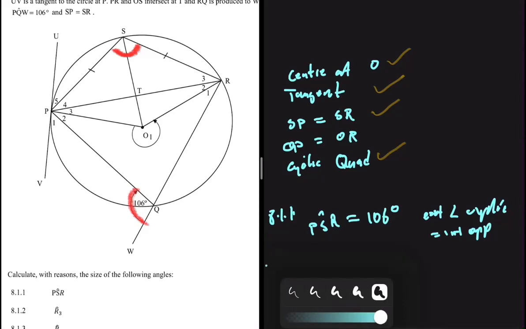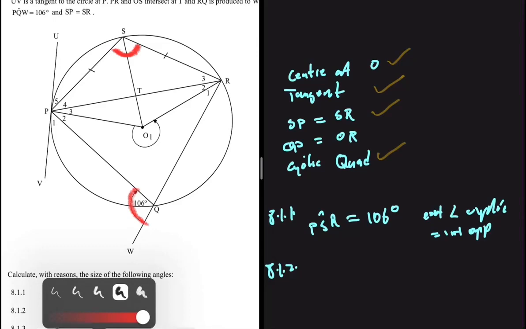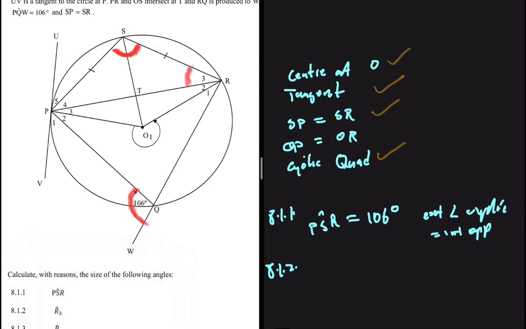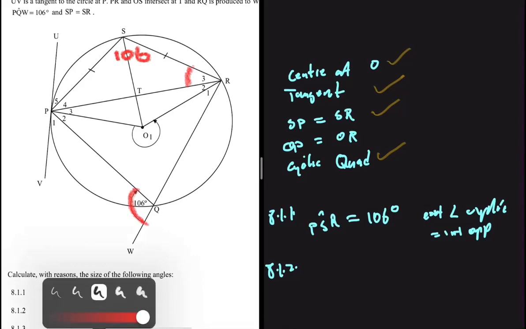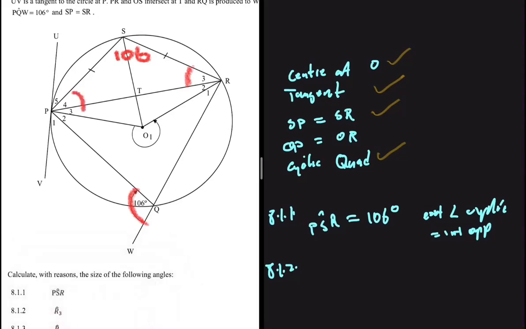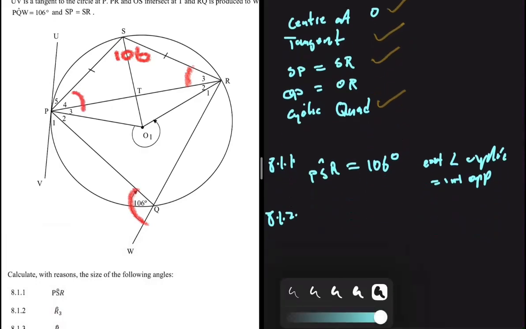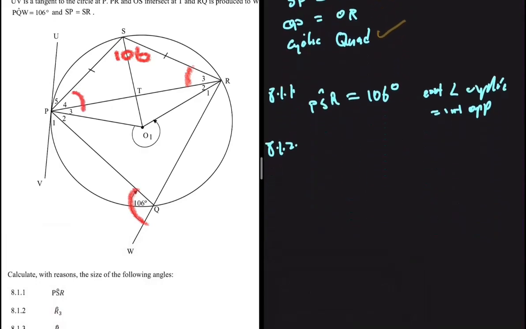Let's move to 8.1.2. So in 8.1.2, we're looking for the size of angle R3. So let's replace angle PSR with 106. So we have 106, and we're looking for the size of angle R3. R3 should be equals to P4. Angles opposite equal size. So what does that mean? It means that P4 is equals to R3.